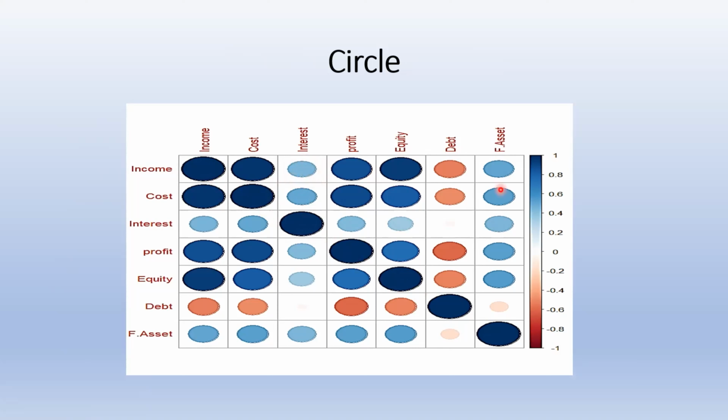And for this 0.45, the color is in this range. So accordingly we have to interpret. So in the circle we have to interpret the absolute value in terms of the size of the circle. As the size of the circle is large, the correlation coefficient is large. As the size of the circle becomes smaller, the correlation coefficient is weak.